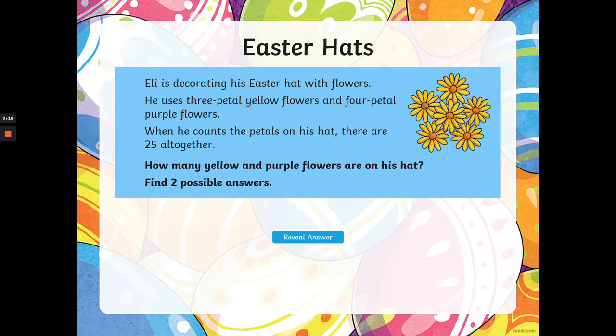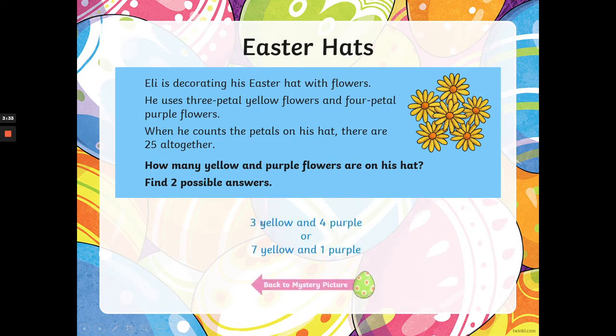Okay, that required a little bit of brain power, but I'm sure you've managed to do just fine. All right, so I'm going to reveal the answer now, and this was to do with your times tables, your 3 and 4 times table knowledge, and I'll show you why. If I reveal the answer, here are your 2 possible answers. You could have had 3 yellow and 4 purple, or you could have had 7 yellow and 1 purple.